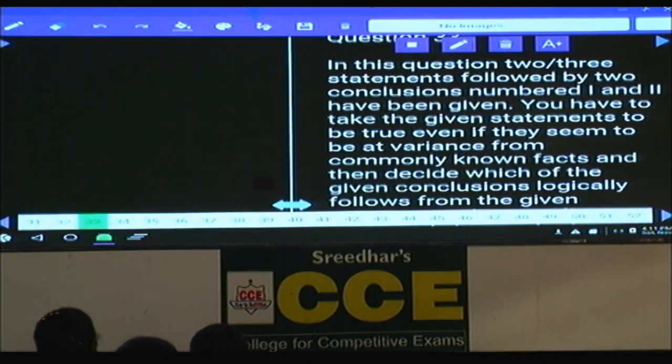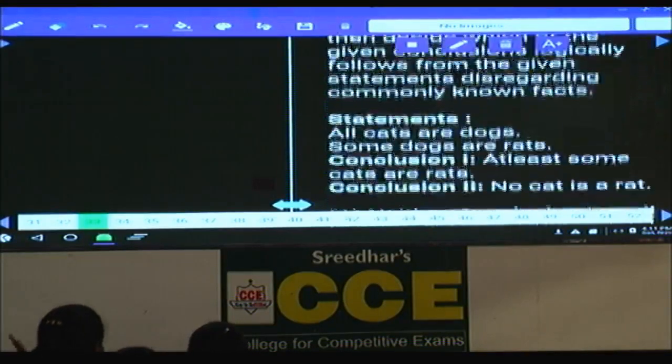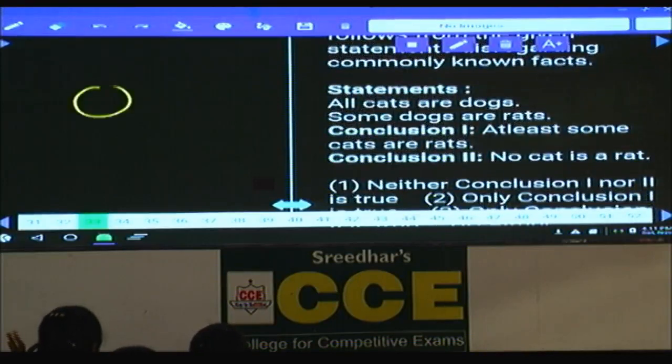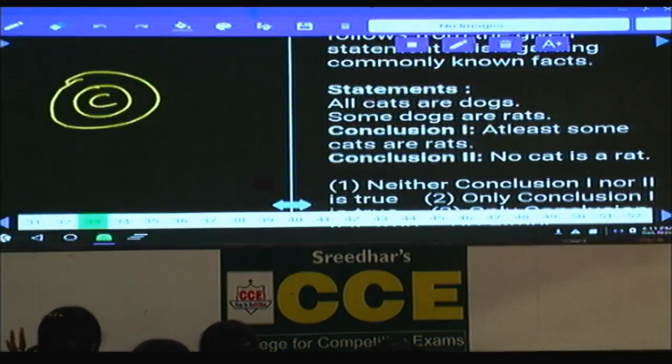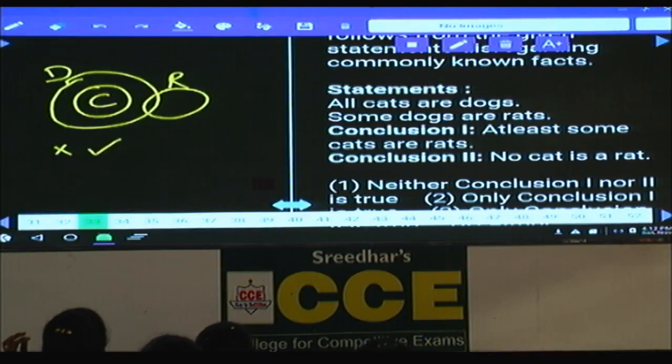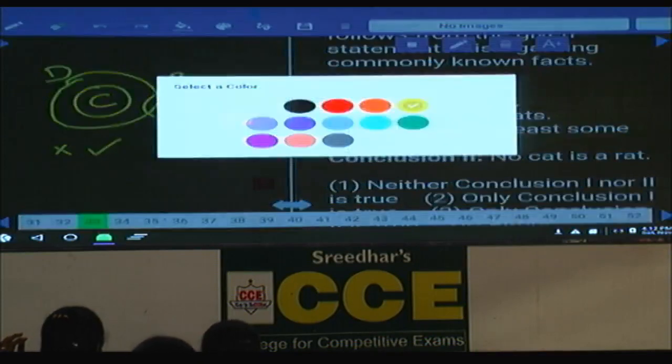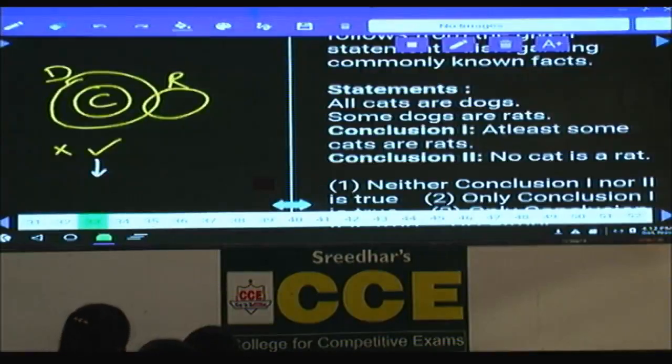Then question number 33 onwards, they are based on syllogisms. All cats are dogs can be written like this. These are the cats which are dogs. Some of the dogs are rats. And some cats are rats, that is false. No cat is a rat is definitely true. As the second conclusion is a negative conclusion, that is true.